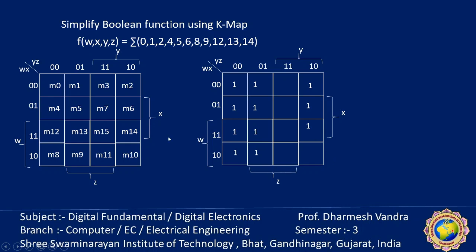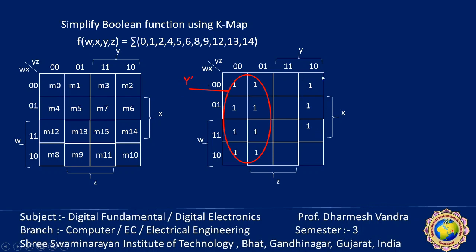Now first, a group of 16 is not possible. Let's see, 8 ones are there, yes. The first two columns make a bunch of 8 literals, and the common thing in the first and second column is that the value of y is 0. So this combination is known as y dash.